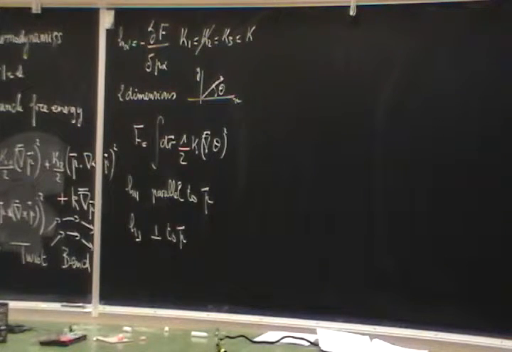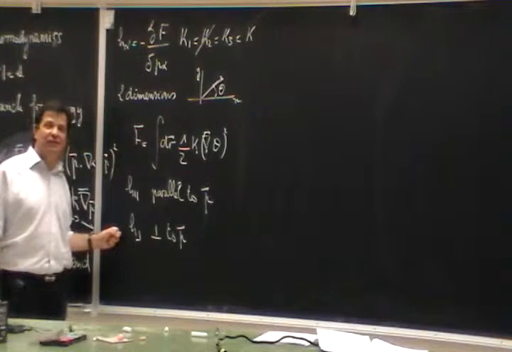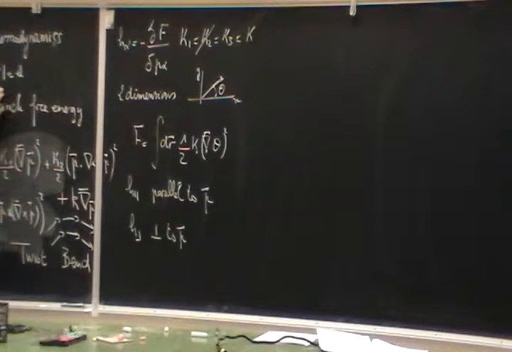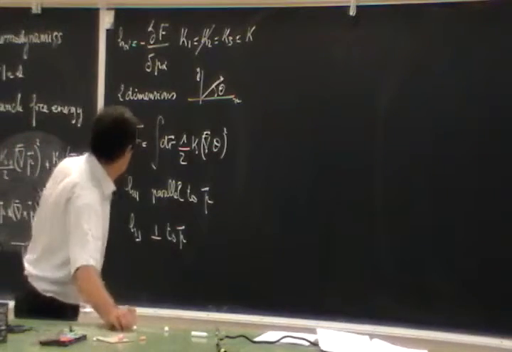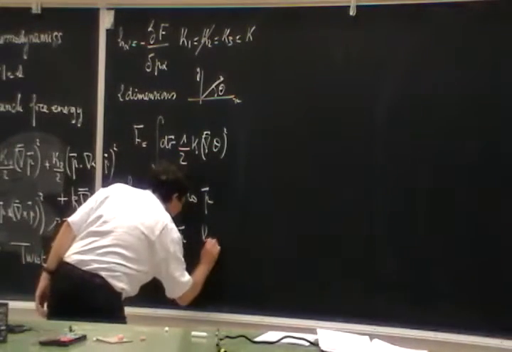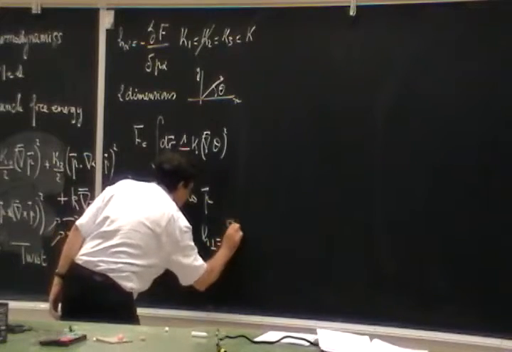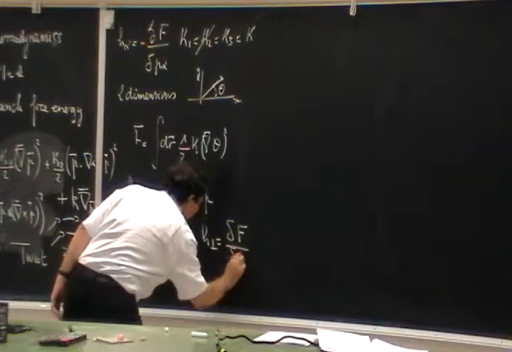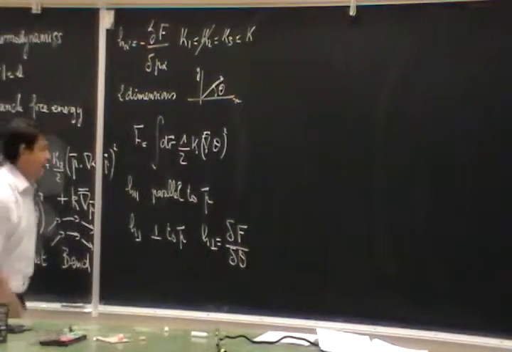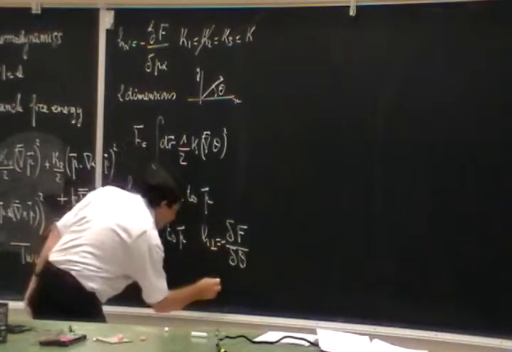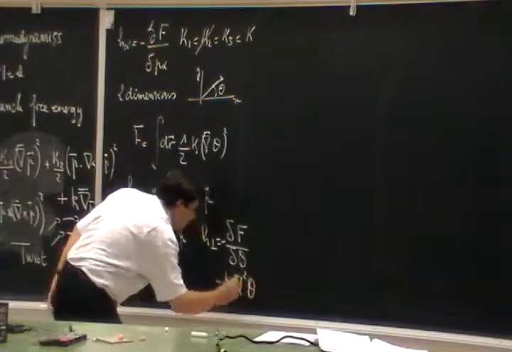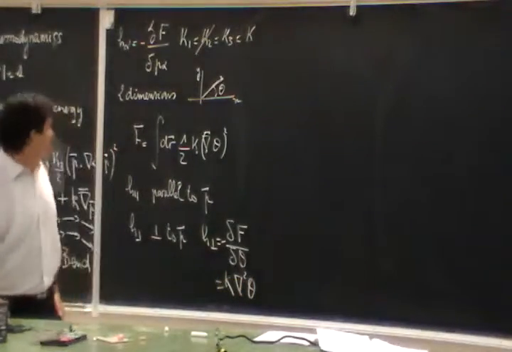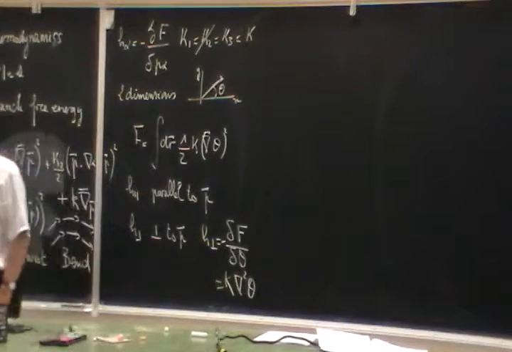Now the only one that would be useful is this one, because I impose that the modulus of P is equal to 1. So the first one I should care about is this one. Then you can show easily that H perp is minus the derivative of F with respect to theta, and this is K, and this is K at scale. So in this two-dimensional case, life is very simple.